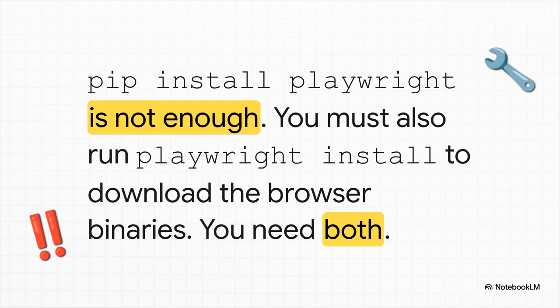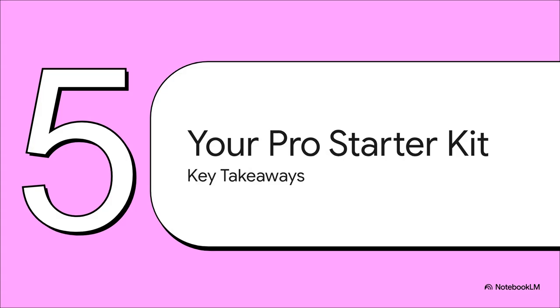They forgot the second step. Remember our analogy? They installed the toolbox, but they forgot to put the actual tools inside. Pip install playwright gives you the Python library. Playwright install gives you the browsers. You absolutely need both. Okay, let's wrap this all up with the key takeaways.